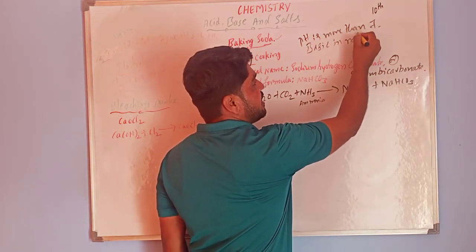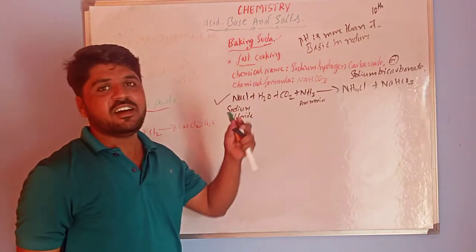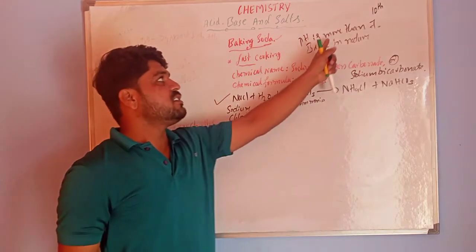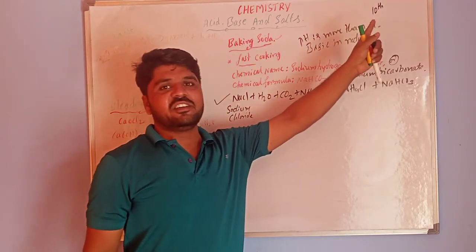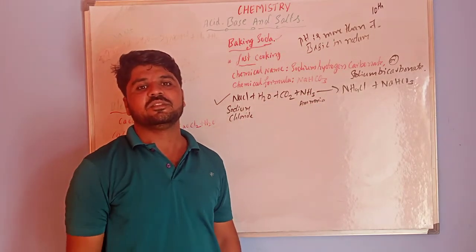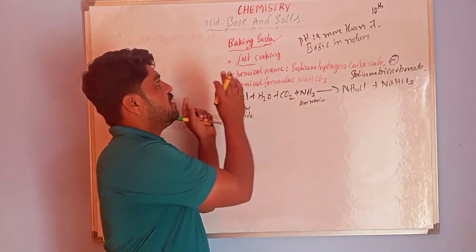Basic in nature. Above 7, basic in nature. Below 7, acidic in nature. Exactly 7, neutral. Baking soda has a pH of more than 7, right? That's why this is basic in nature. Okay, so this is about pH.